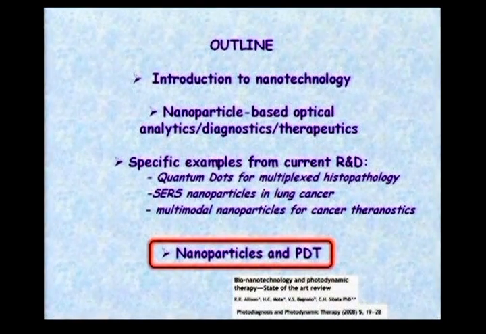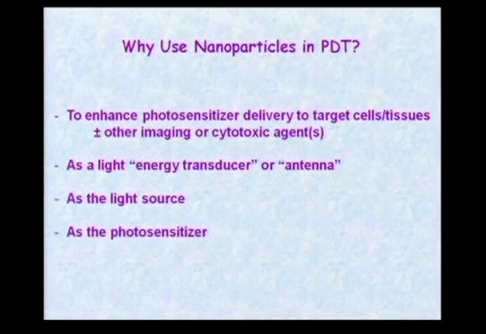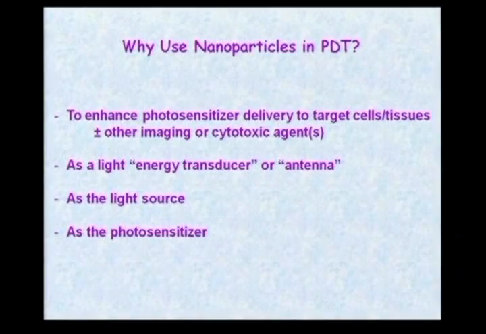So, have nanoparticles been used in PDT? The answer is yes. And the question is, what can you use them for in PDT? Well, the first is obvious. You can use them to target the photosensitizer, just like any drug.